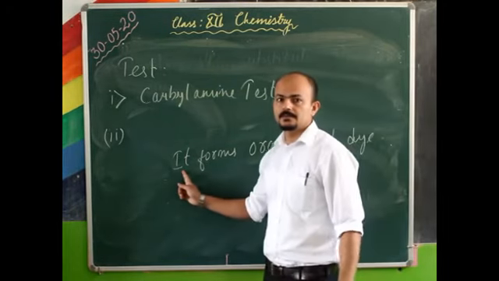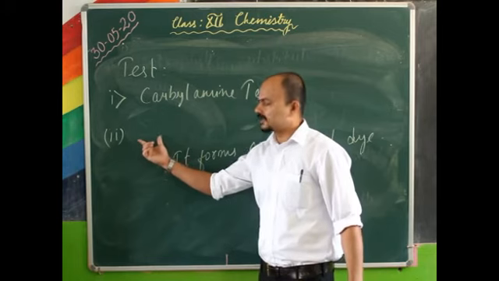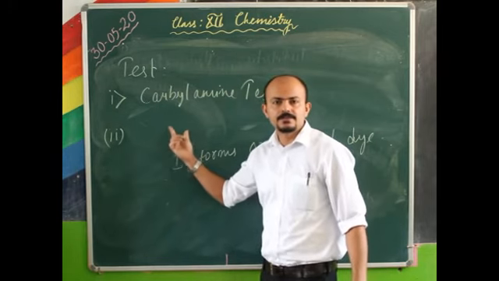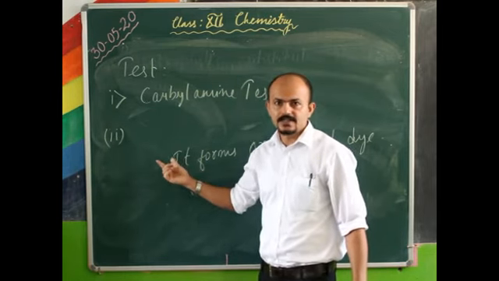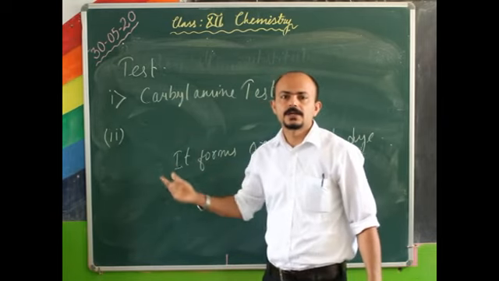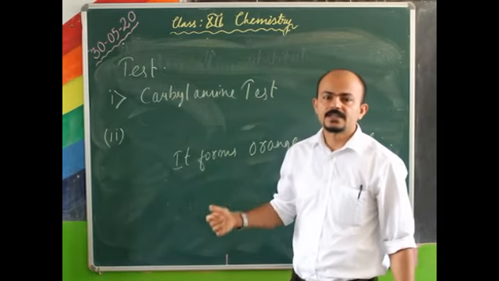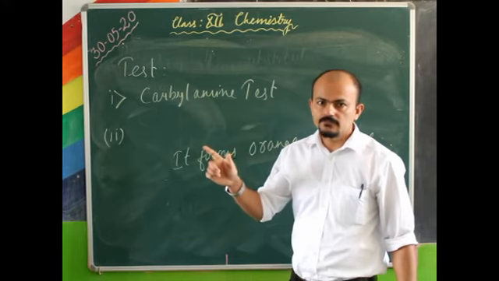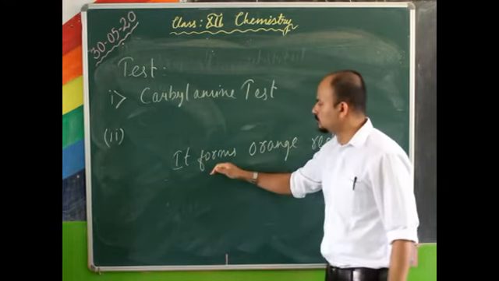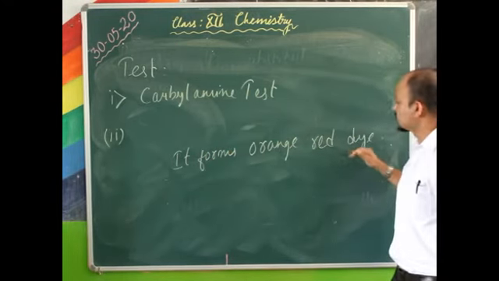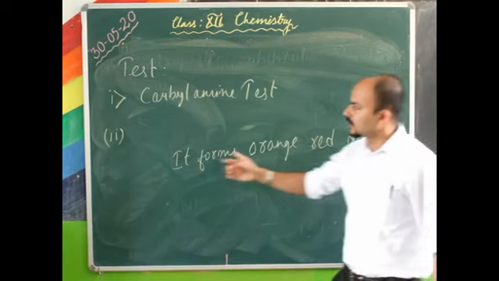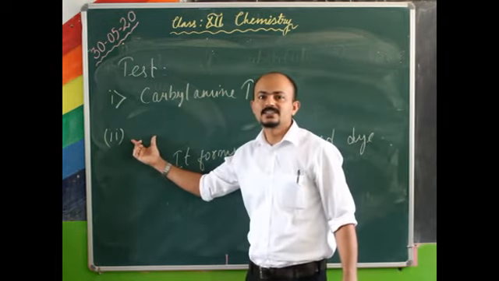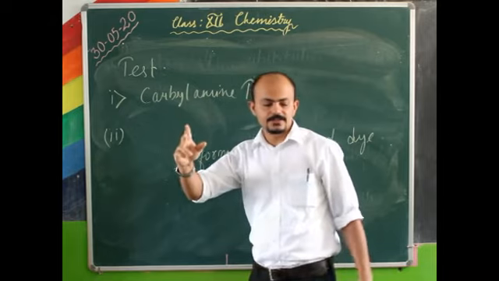This means after diazotization you obtain benzene diazonium chloride. Now that has to be coupled with alkaline beta-naphthol. If you react them together and you obtain an orange-red dye, then the compound is aniline. These two tests are very important.